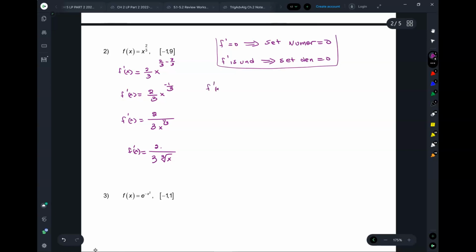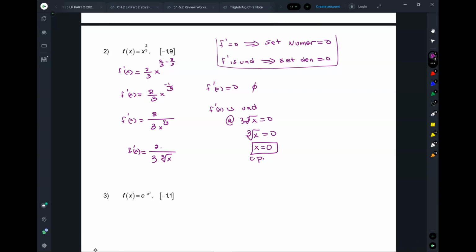Is f prime of x 0? No, because when you set 2 equals 0, that's meaningless. It doesn't give you anything, so you don't get any information from that. So now, is f prime of x undefined? Yeah. At where? So you set the denominator equal to 0, right? And then you divide the 3, so how much is x? 0. So this is the critical point. This is where the derivative is undefined.